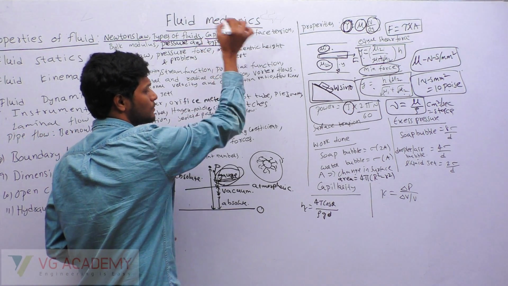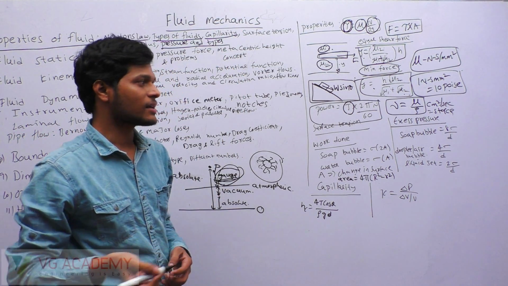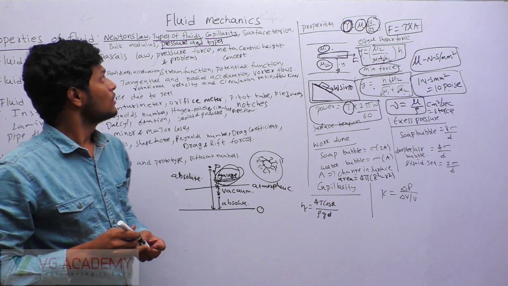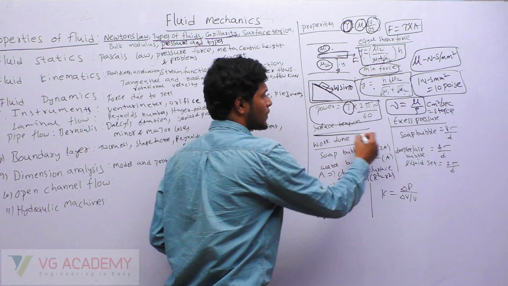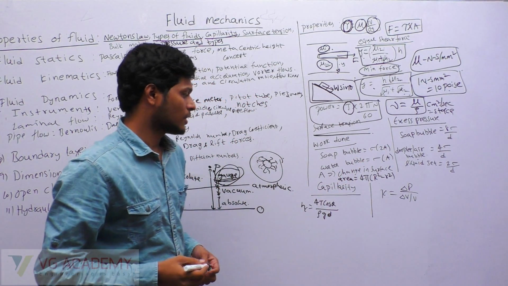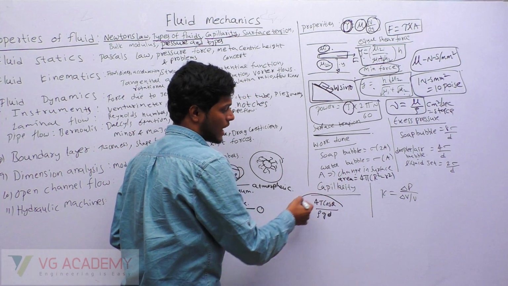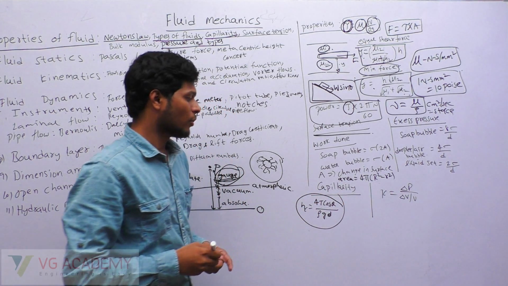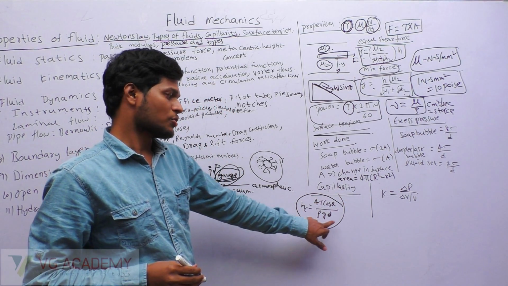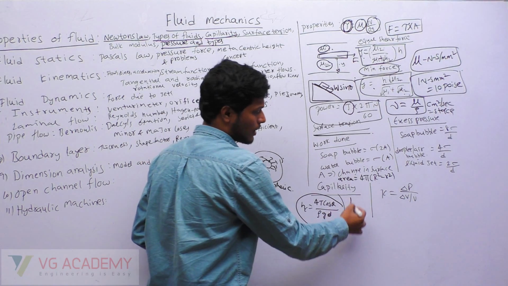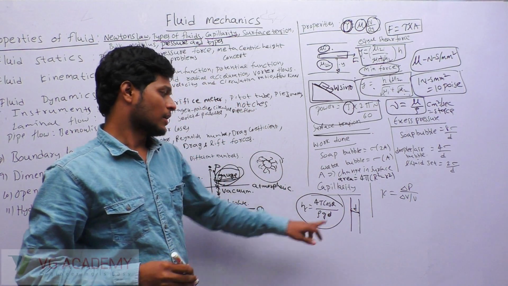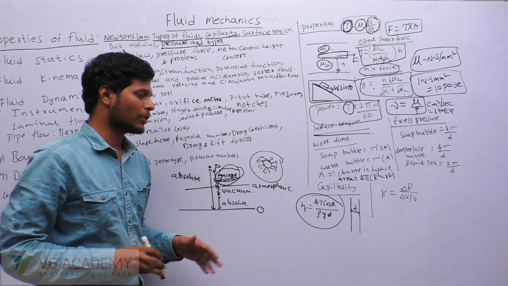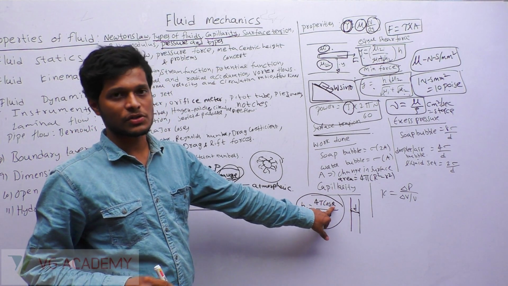Next, capillarity and surface tension. In surface tension, the first thing is capillary rise. Capillary rise is given by 4T cos theta divided by rho g d, where d is the diameter of the tube. Theta is the contact angle. We know that for water the theta value is 0.